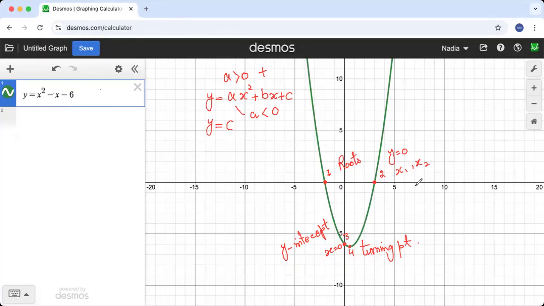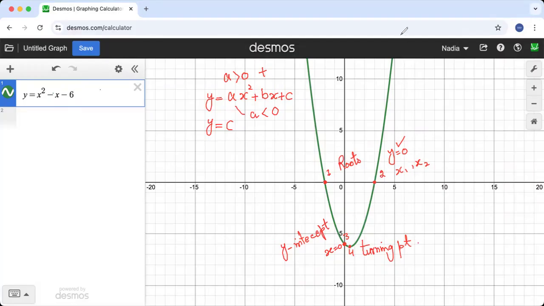And in a parabola, there are 4 important points. These 2 points where it is crossing the x-axis, meaning y value is 0, and those values of x, we call them roots. Then the third point is the y-intercept where x is equal to 0. The fourth point is the turning point where the parabola turns its trend. And that value is exactly in between the values of roots.